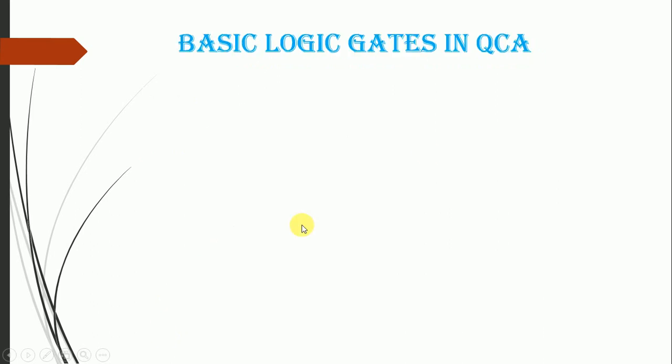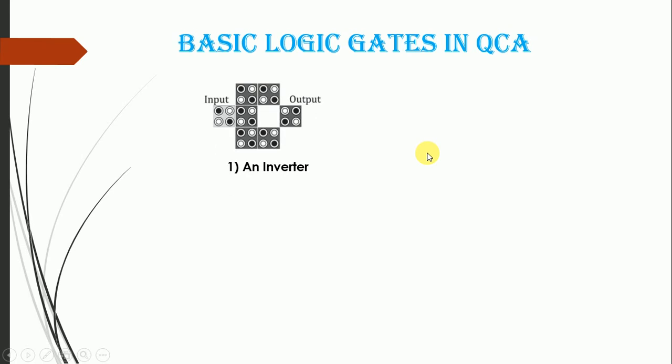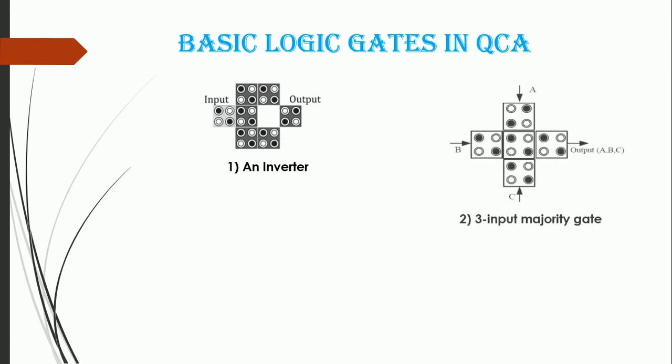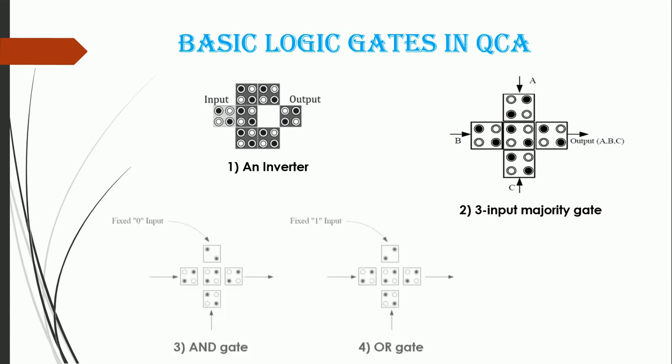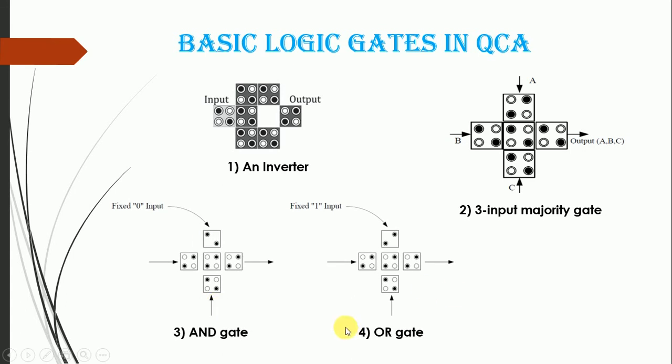Then moving on to the basic logic gates of QCA, the first one is an inverter. Then we have the 3 input majority gate. This is one of the important basic gates in QCAs, where the 3 input majority gate is used to design AND gates and OR gates. If I fix this A pin as 0, I will get an AND gate. If I fix that A pin as 1, I will get an OR gate.